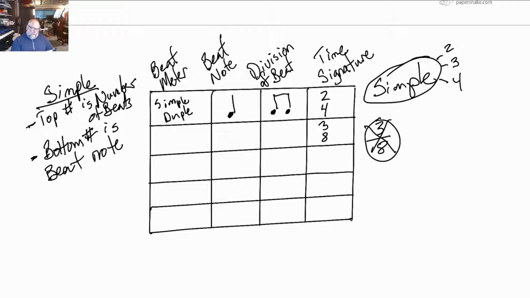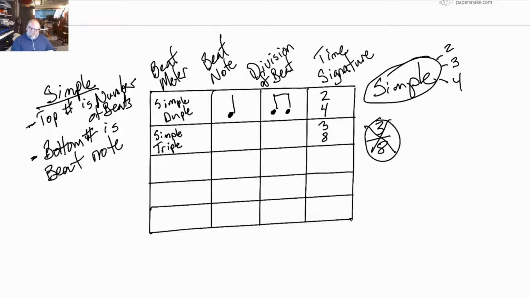Well, we know that in simple time, the top number is the number of beats, meaning is it duple, triple, or quadruple? The number of beats, duple, triple, or quadruple. So if it's a 3 on top, then it's triple. Simple triple.